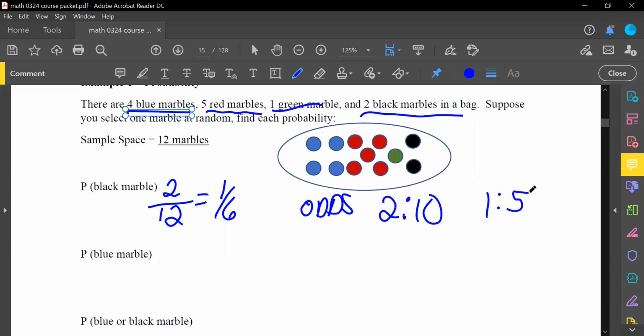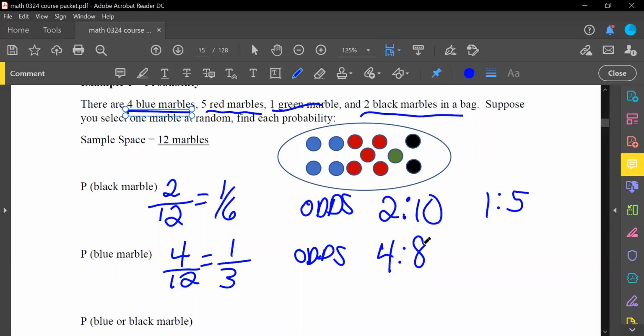The probability of drawing a blue marble: there are 4 blue marbles out of 12 marbles. So it's 4 out of 12, or 1 out of 3. And again, the odds: I've got 4 blue marbles, and then how many are left over would be 1, 2, 3, 8. They're going to add to 12. So the odds would be 4 to 8, or if I reduce that, it's 1 to 2.